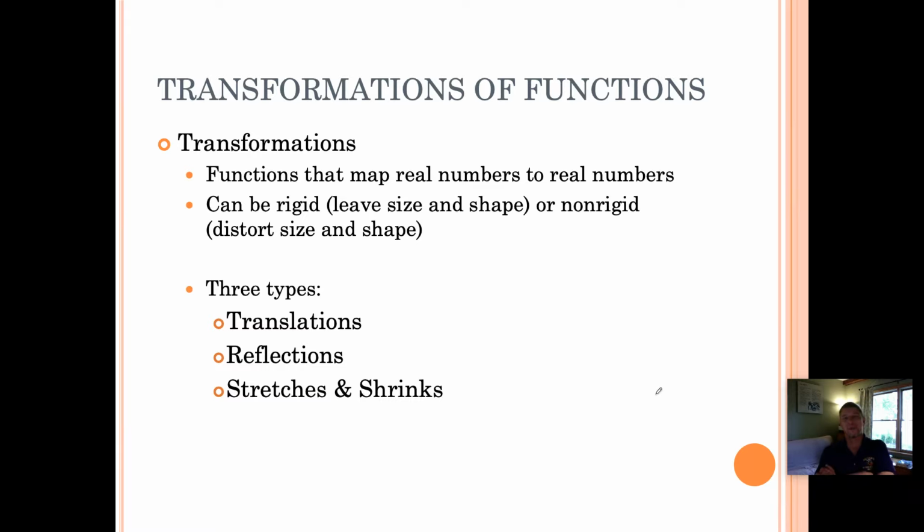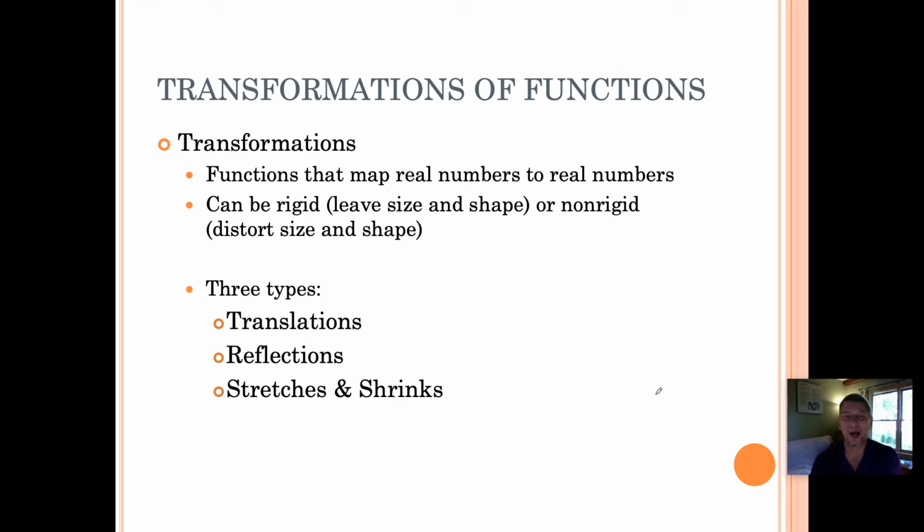All right. Now, transformations of functions can occur in a variety of different ways. But by definition, a transformation is a function that can map real numbers to real numbers. In other words, for every x, there's a y, and for every x that you manipulate, there's a new y. These transformations can be rigid. In other words, the size and the shape of the graph are exactly the same. They're just drawn in a different location or possibly position on the axes.